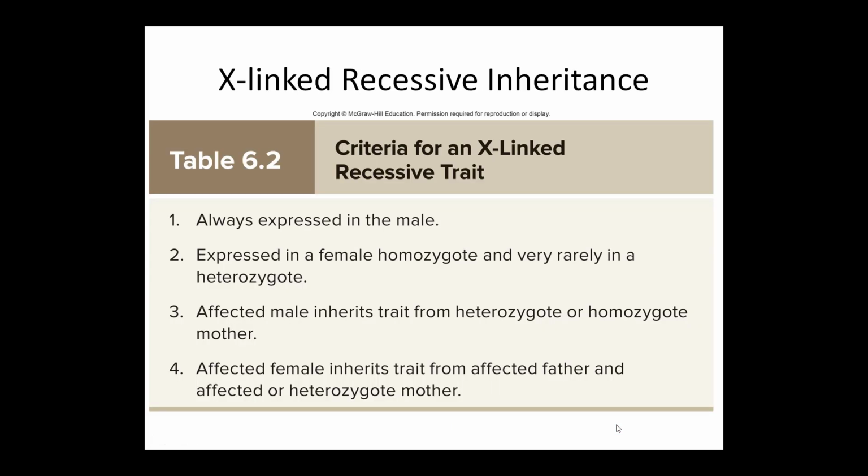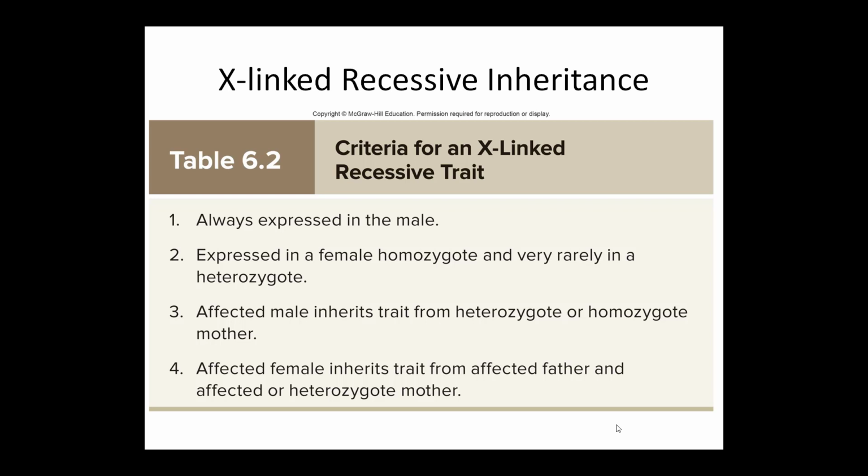So let's talk about X-linked recessive inheritance. X-linked recessive inheritance is always expressed in the male. It's expressed in the female who is homozygous for the mutation, so both X chromosomes have the mutant allele, but it's rarely expressed in the heterozygote. Heterozygous females are carriers. Affected males inherit the trait from a heterozygote or homozygote mom. So they can inherit a trait from their carrier mom or from a mom who is affected.